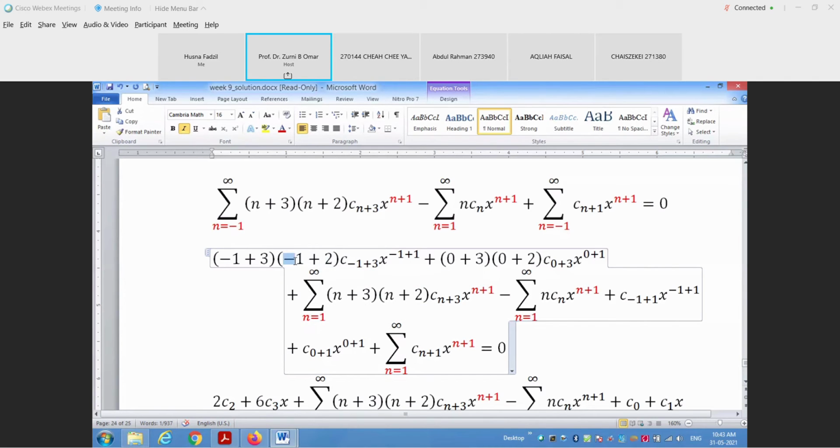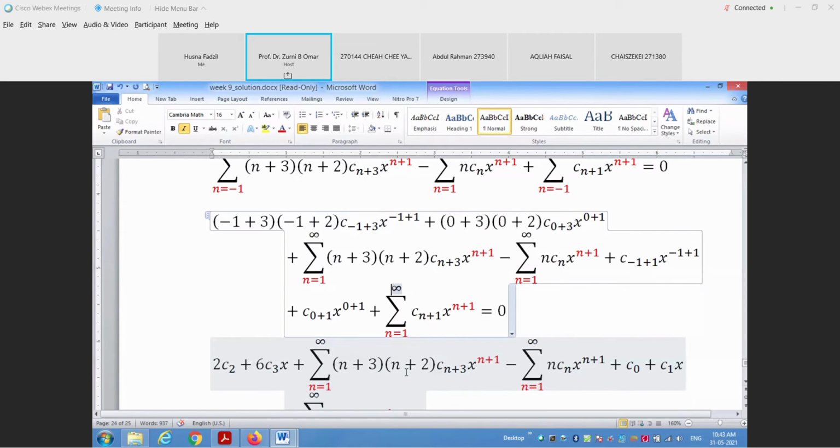Then from now on, the index will become 1. Replace here with minus 1, 0, and from now on the index for the summation starts with 1. This one remains unchanged. Similarly for the third summation, we replace n with minus 1 and get c_(minus 1 plus 1), x^(minus 1 plus 1). Then again we replace this value with 0, so we have c_(0 plus 1), x^(0 plus 1). And from now on, the third series will begin at n equal to 1.